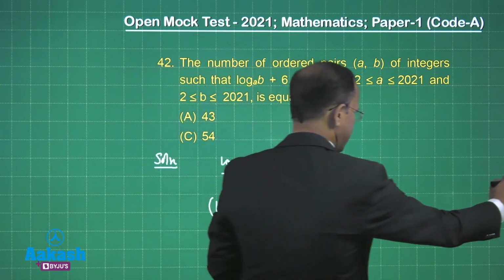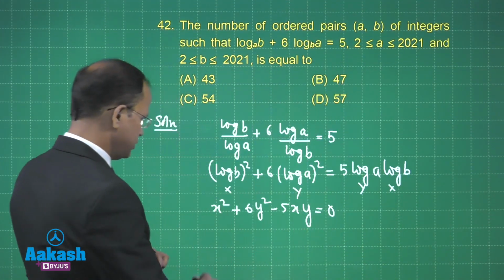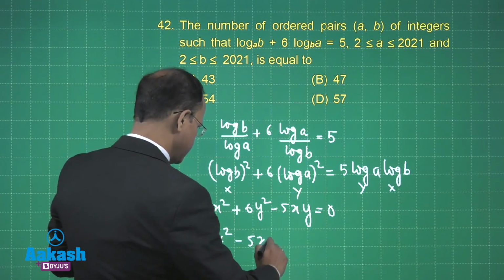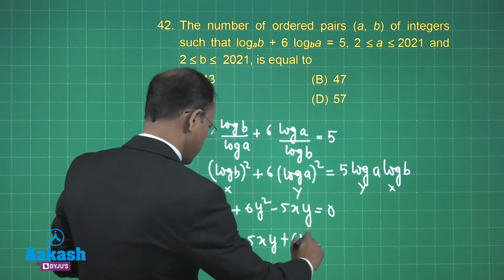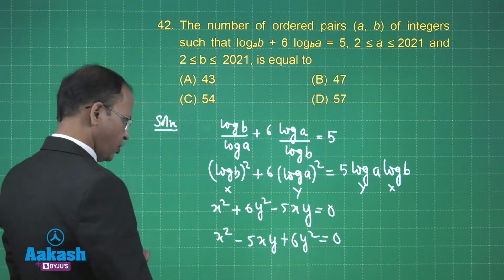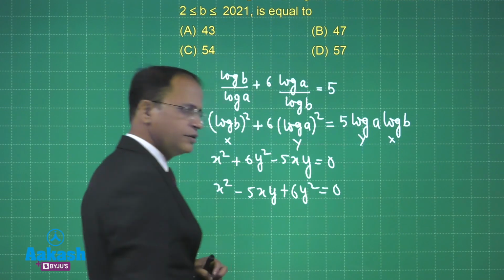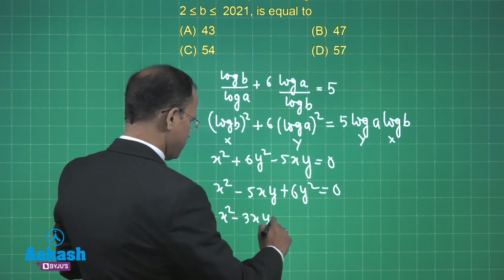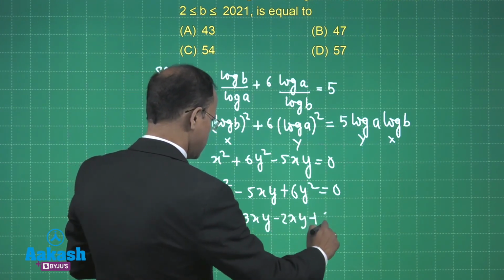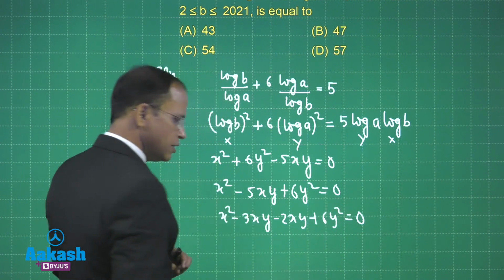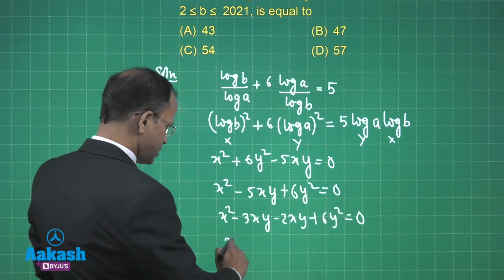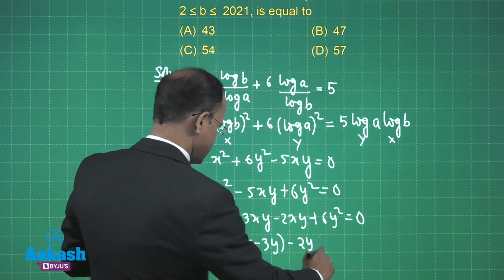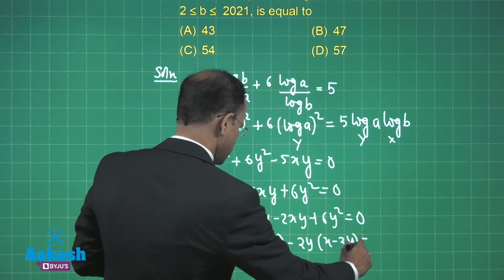Or we can write it in this way. We have x square minus of 5xy plus 6y square is equal to 0. Or if we just factorize this, we are getting it as x square minus of 3xy, we have minus of 2xy, this is 6y square is equal to 0. Or we can take it in this way. x can be taken common, this is x minus 3y, then we have minus of twice of y, this is x minus 3y. This is equal to 0, right? This is what you have.